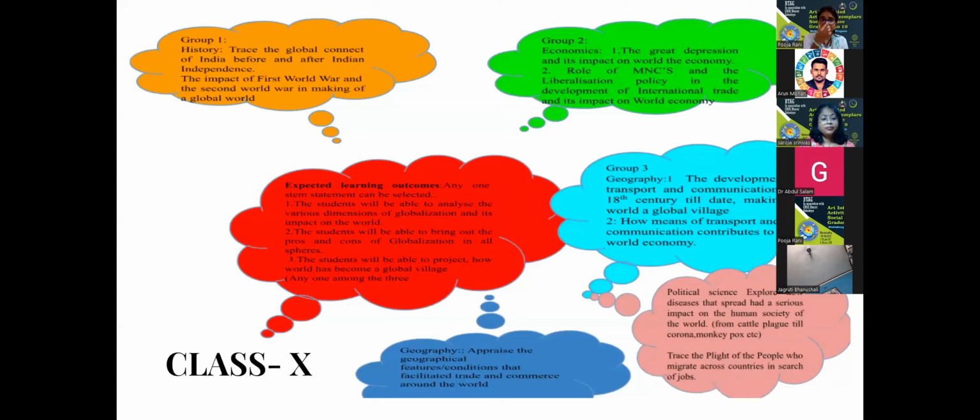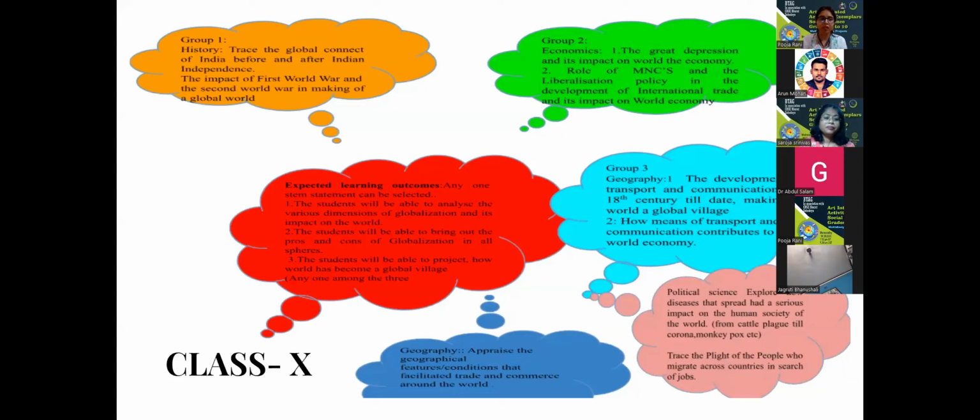And the best part is that nowadays G20 is going on in India everywhere. So we can connect this thing also with the students. So this is up to us how we can modify our lesson plan, how we can make our lesson plan more effective, so that students will also get an interest in the social science subject. They'll find that this is something which we can relate with our day-to-day life. The student will be able to bring out the pros and cons of globalization in all spheres. The student will be able to project how the world has become a global village, right?